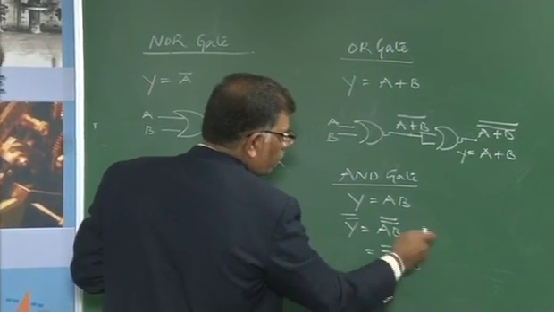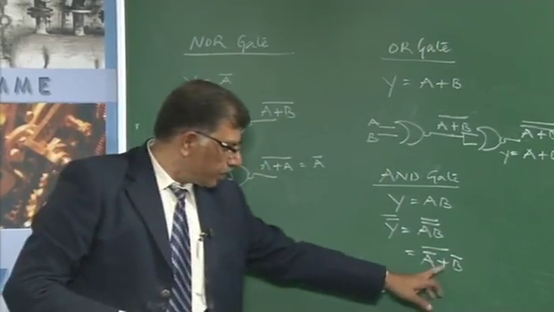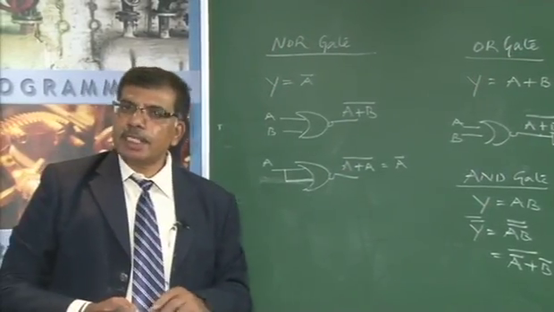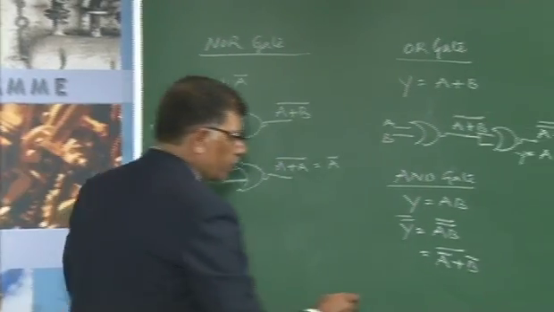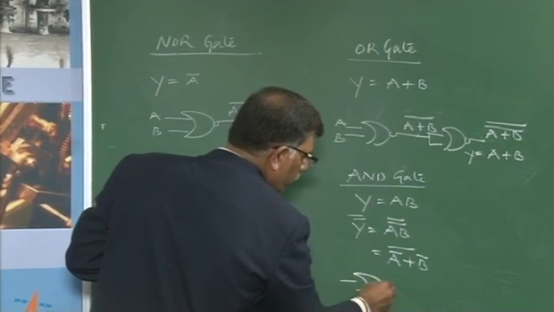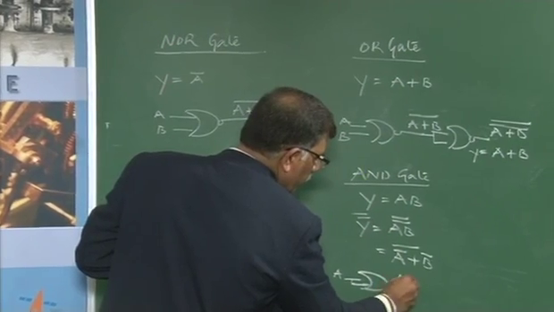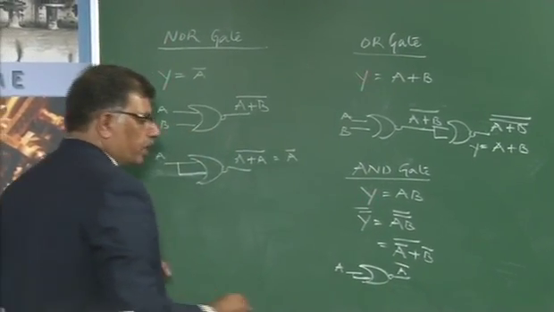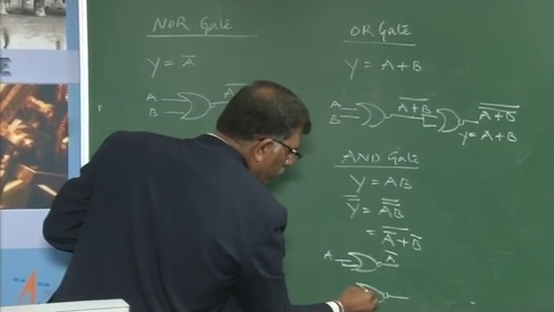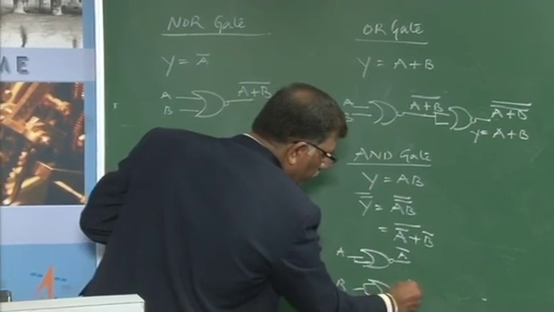(AB) whole bar means A bar plus B bar. Now I have a plus term in between, so I can realize it easily by using a NOR gate. First I will get A bar by using a NOR gate only. I give A to both inputs of the NOR gate, so I will get A bar. I will use another NOR gate and connect B, so I will be getting B bar.